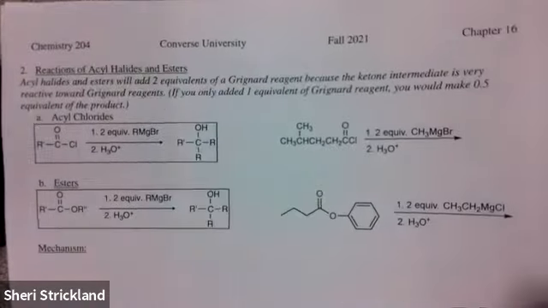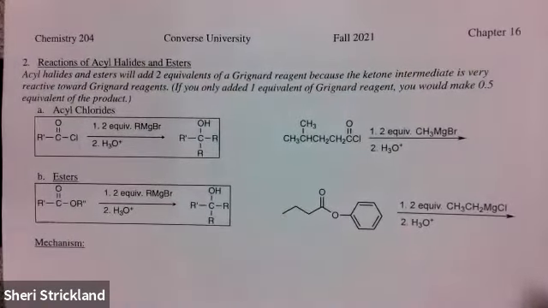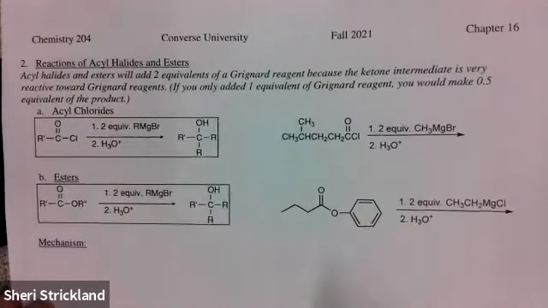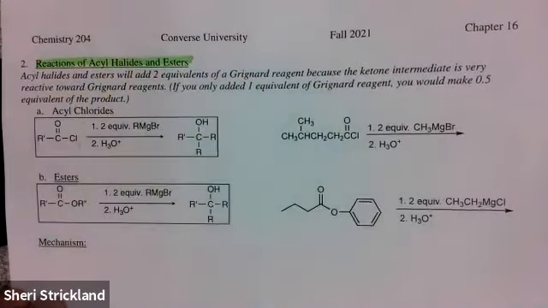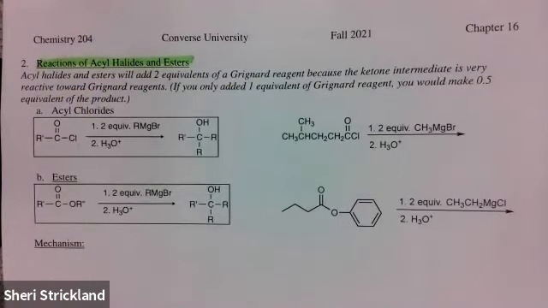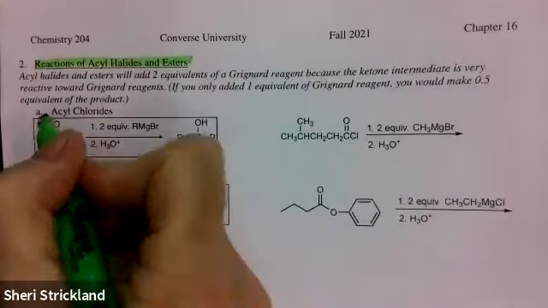So we were talking about the reactions of aldehydes and ketones with Grignard reagents, but it turns out that a lot of compounds will react with Grignard reagents. For example, acyl halides and esters are very reactive towards Grignards. And in fact, they will add two equivalents of a Grignard reagent because the ketone intermediate is also very reactive towards Grignard reagents.